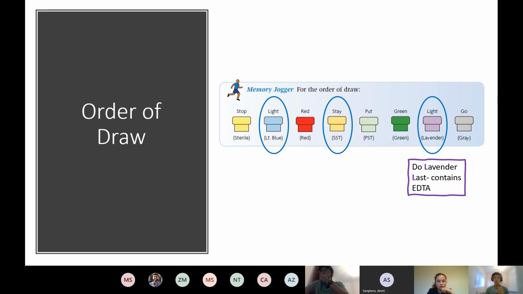And that's because the lavender tube contains a very specific reagent called EDTA, which sort of lyses your red blood cells, I think. And if you do that first, it contaminates the rest of your blood samples, and that can give you false results. So if you do the lavender before the gold, your patient might come out as having really high potassium levels, and people might get really panicked, but it's actually just because you took it in the wrong order. So this is really important.